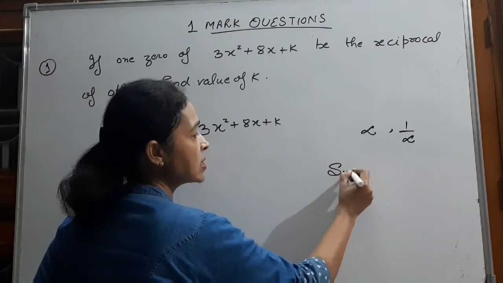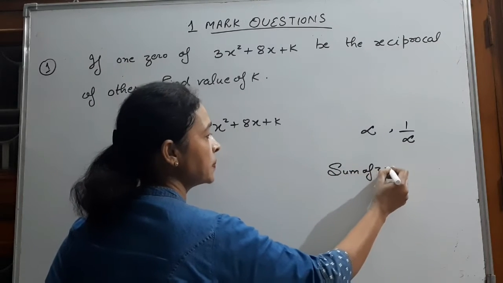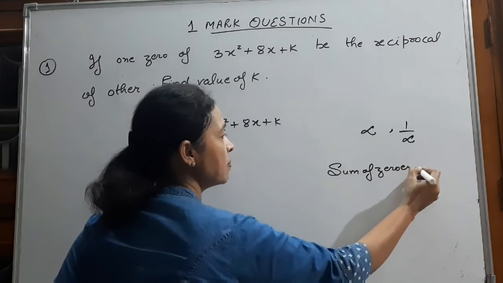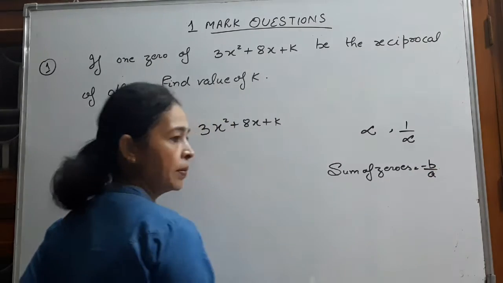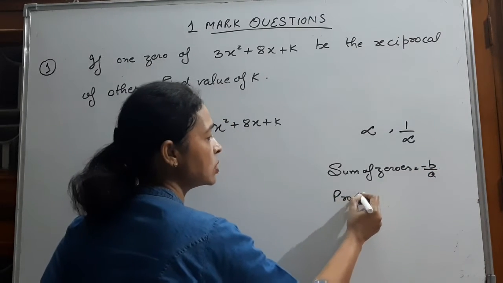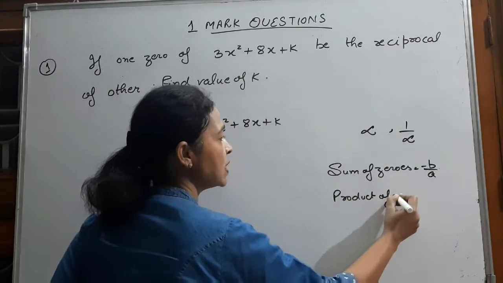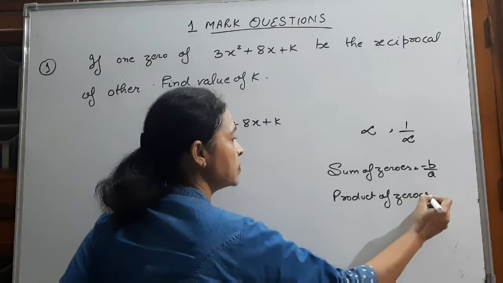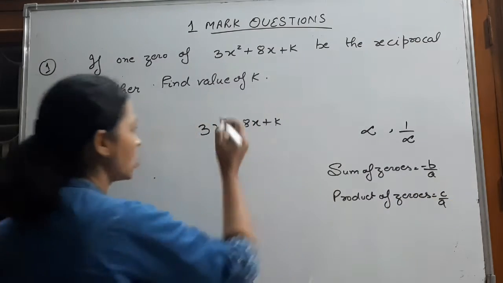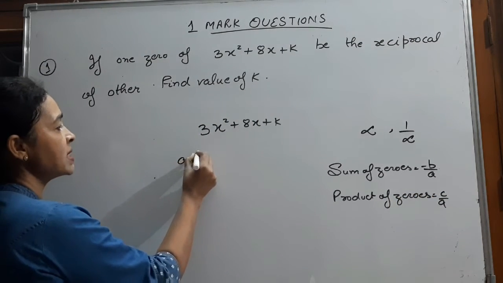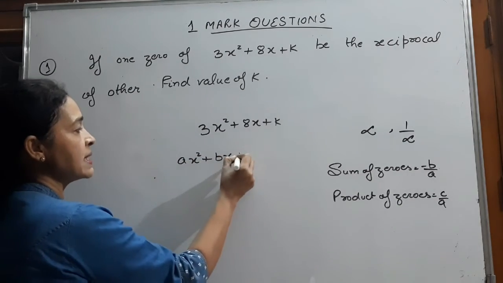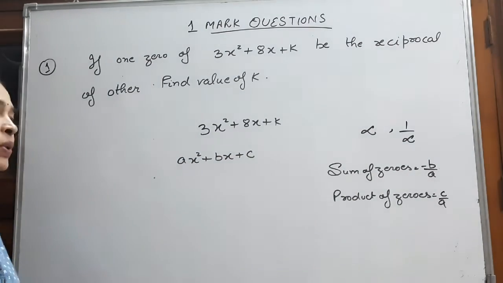Bachche, we know the sum of zeros is minus b upon a. And what is the product of zeros? Product of zeros is c upon a. What is the general form? The general form is ax square plus bx plus c. It is the general form of a quadratic equation.